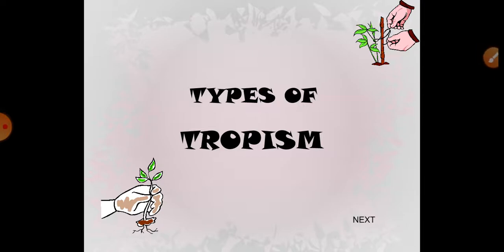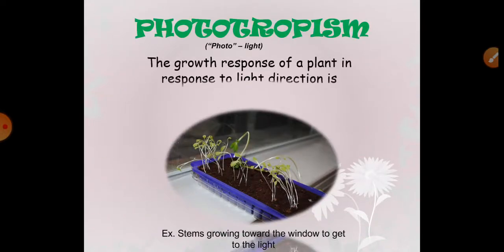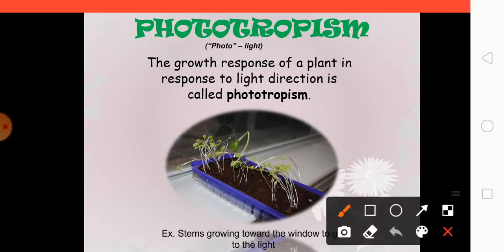Types of tropism. Based on the natural stimuli, tropisms are classified and we are going to see them one by one. The first one is phototropism. The movement of a plant part towards the sunlight is called phototropism. In this word, photo means light. You can see the growth of a plant in response to light direction, called phototropism. You can see the light and its direction of growth.